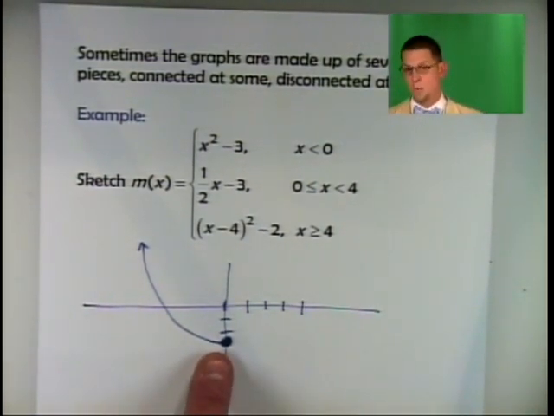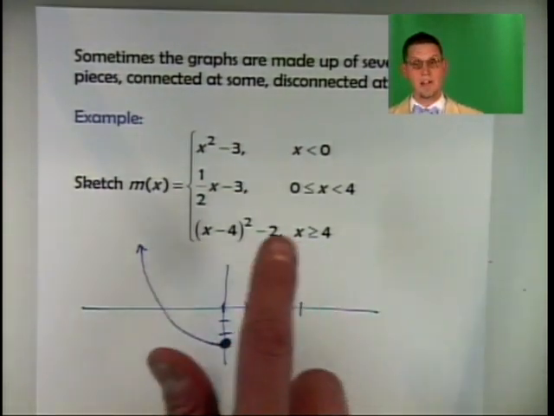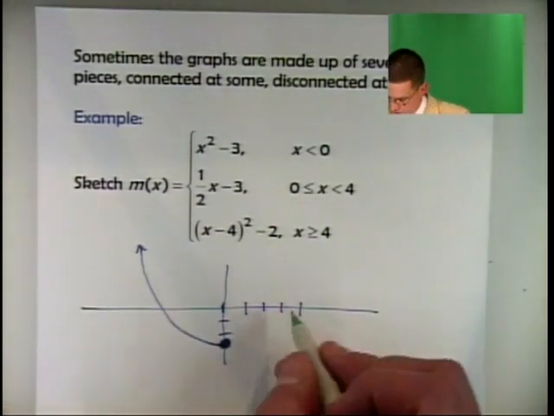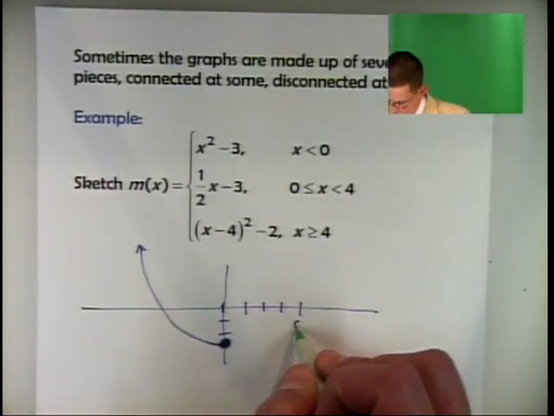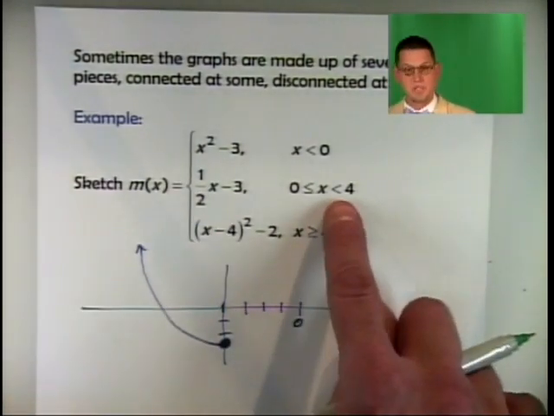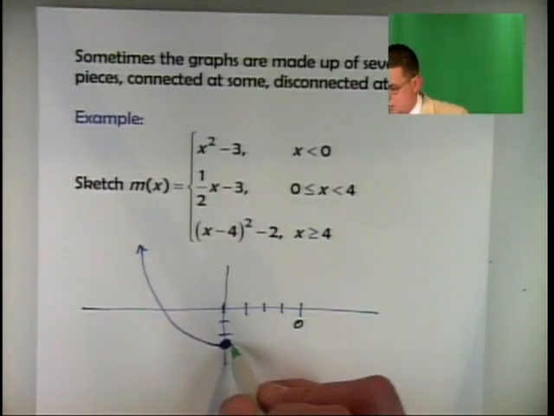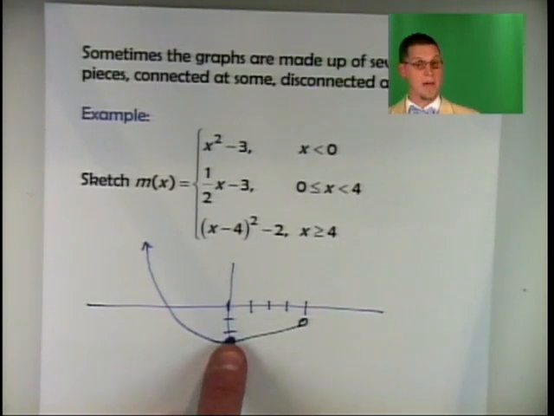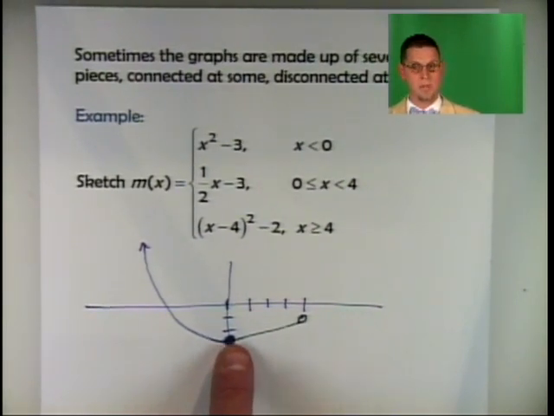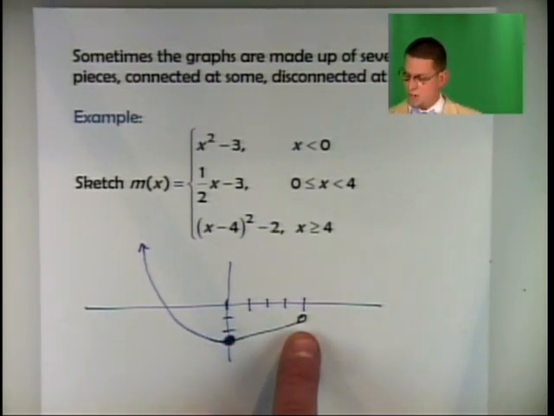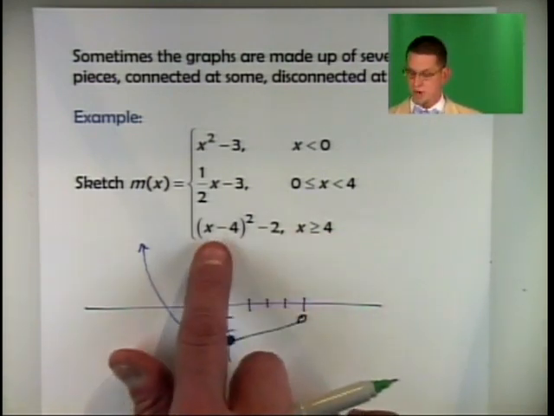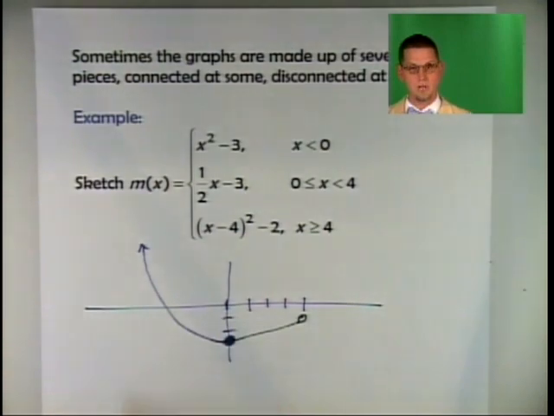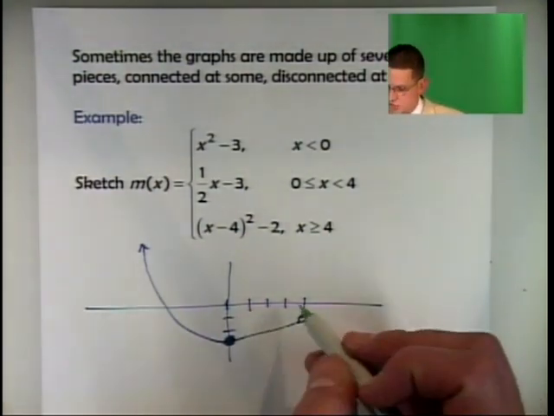So I drew it as an open circle for the top piece, but I get to fill it in now for the middle piece. And I plug in a 4. 4 halves is 2 minus 3 is negative 1. So that's going to be here, and that's an open circle because it's strictly less than. Now I'll connect those 2 dots with a straight line. So it went from parabola, nice exchange, they share the y value at 0, and then it's going to be a line up to 4. And then I need the next piece. Plug in a 4, and you get 4 minus 4 is 0 squared, which is 0. Minus 2 is negative 2.